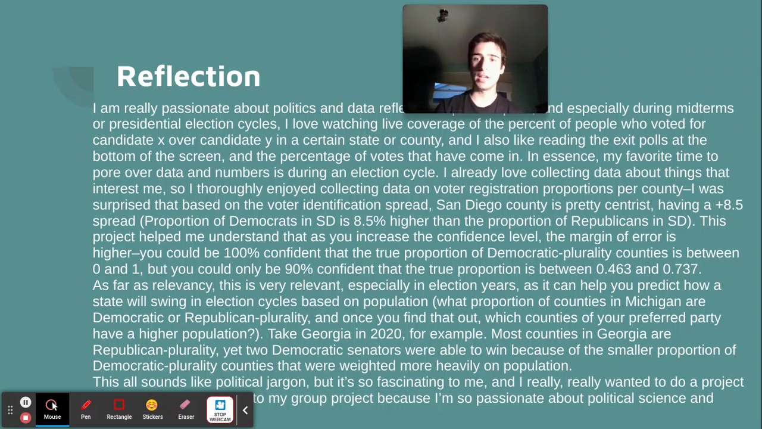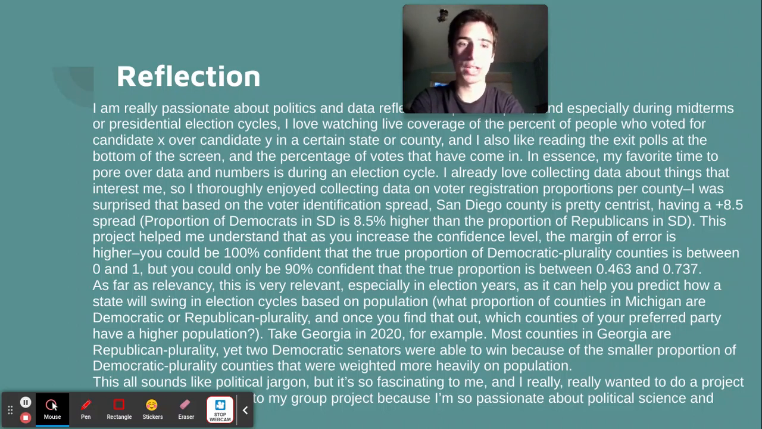I already love collecting data about things that I am interested in, so I thoroughly enjoyed collecting data on voter registration proportions per county. I was surprised that based on the voter identification spread, San Diego County is pretty centrist, having a plus 8.5 spread. The proportion of Democrats in San Diego is 8.5% higher than the proportion of Republicans in San Diego.